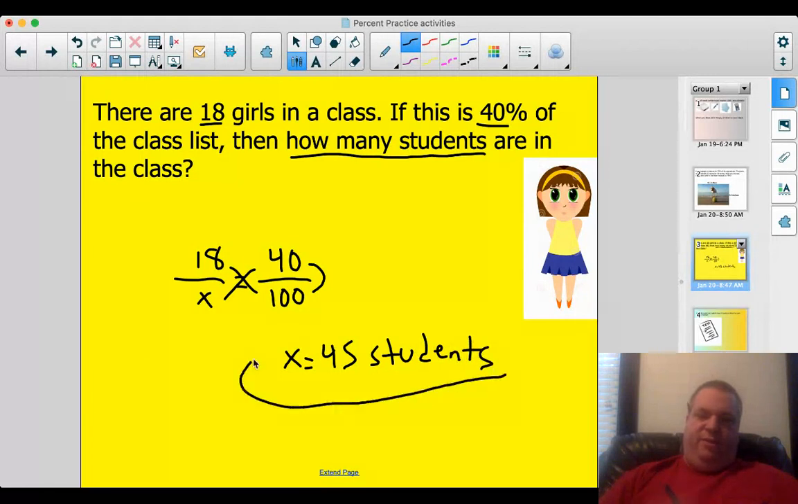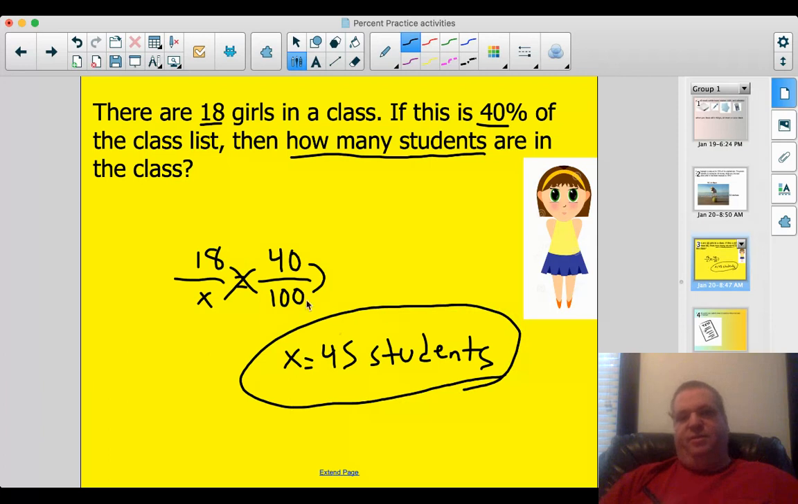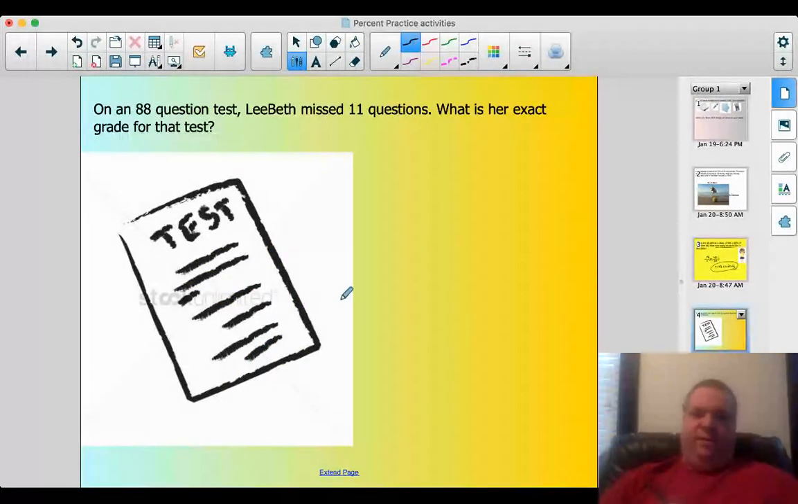Okay, if I use my understanding of percents, this will hopefully make sense. 40% is just a little under half. And 18 is just a little less than half of this. All right, let's look at another one.